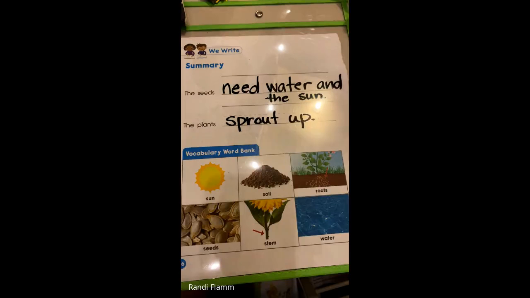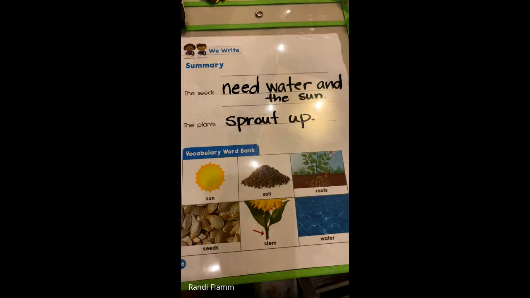The article said that the plants sprout up once they get the water and the sun and they're planted in the ground. So that's what I'm choosing to put. But you can put the plants start to grow, the plants grow big and tall, the plants love the rain and the sun. It's up to you.